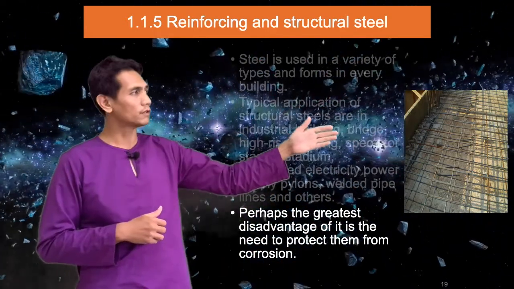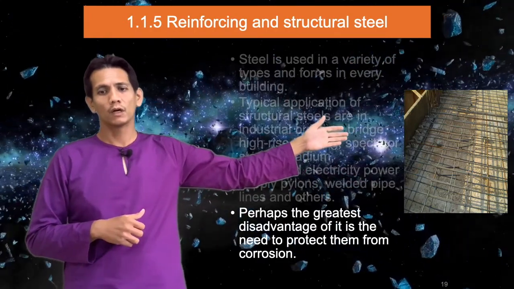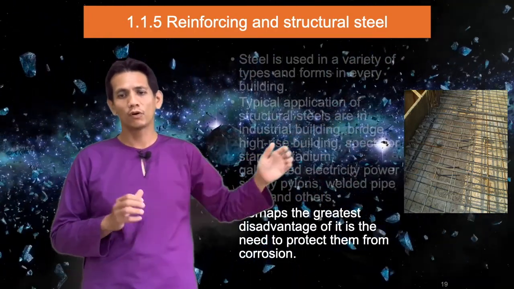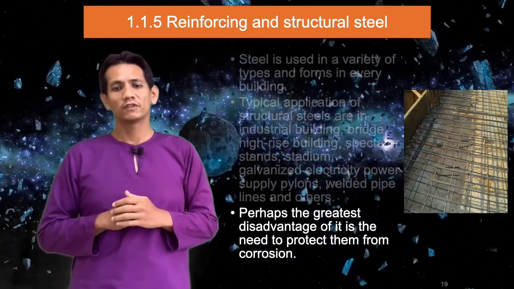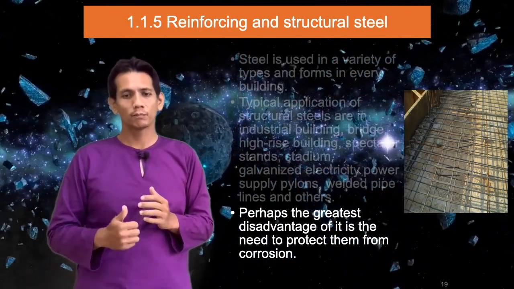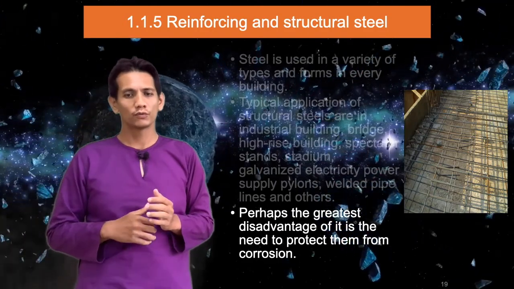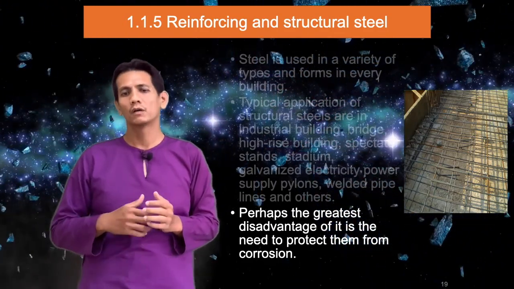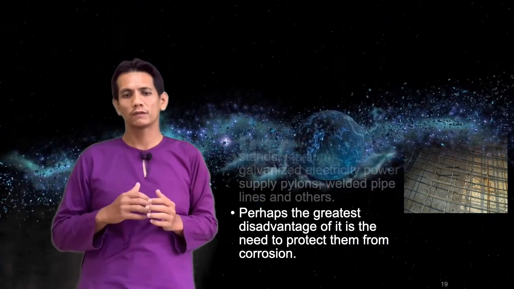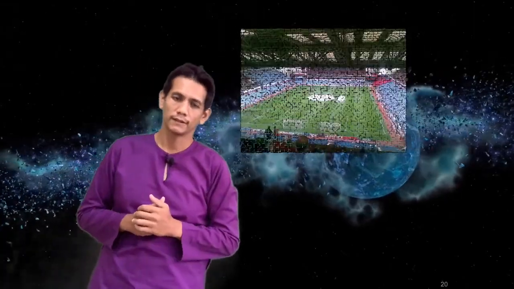This is an example of steel used for slab casting. You pour concrete inside the formwork, mixed together with the reinforcement steel. So the weakest point is steel exposed to the environment, and then corrosion will happen. So you need to protect steel from corrosion. This is one of the few disadvantages of using steel.